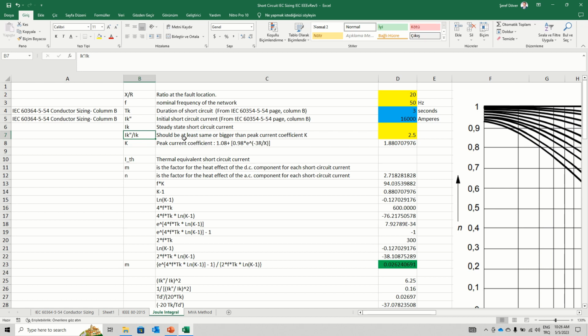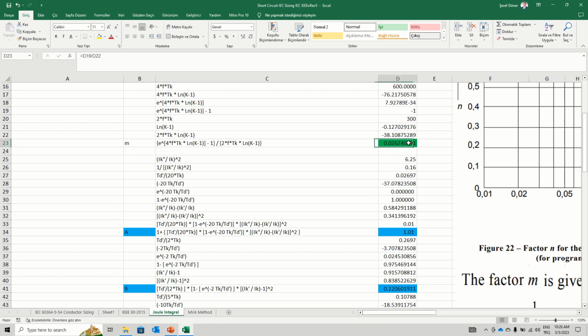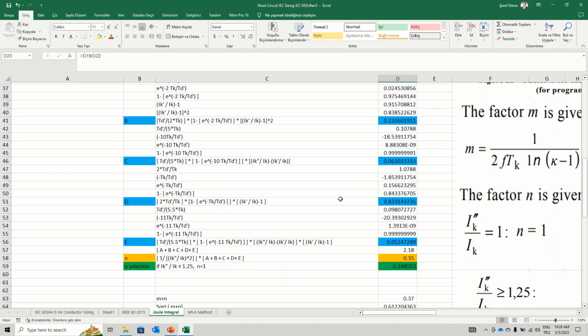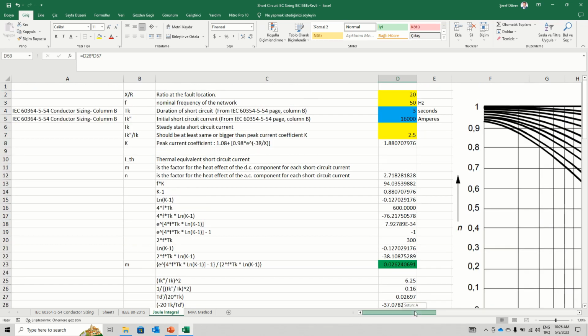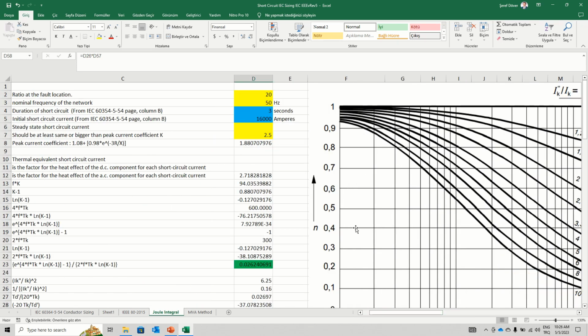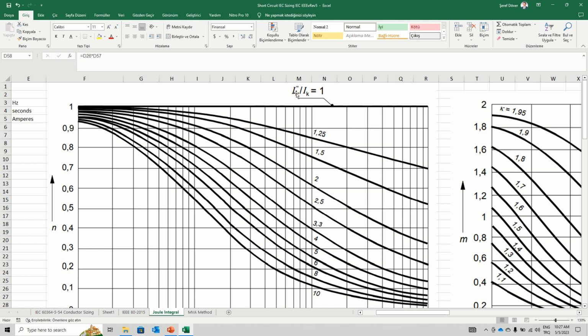What I wrote here should be at least the same or bigger than the peak short circuit current coefficient. I will define it at a later stage, because you need to know what M and N coefficients are. The M coefficient here is 0.02 and the N coefficient here is 0.35. According to these requirements, you come through here and find from the graph what I need for initial short circuit current divided by steady state short circuit current.